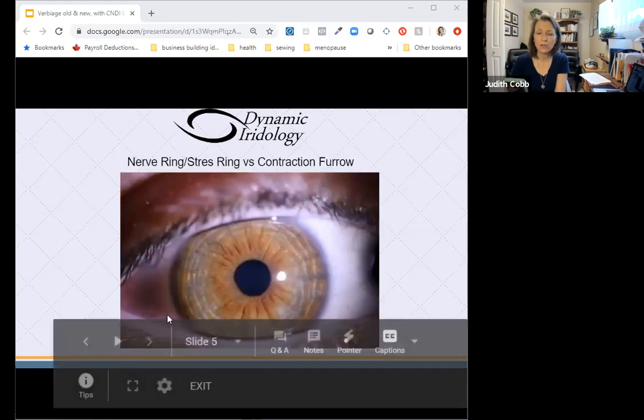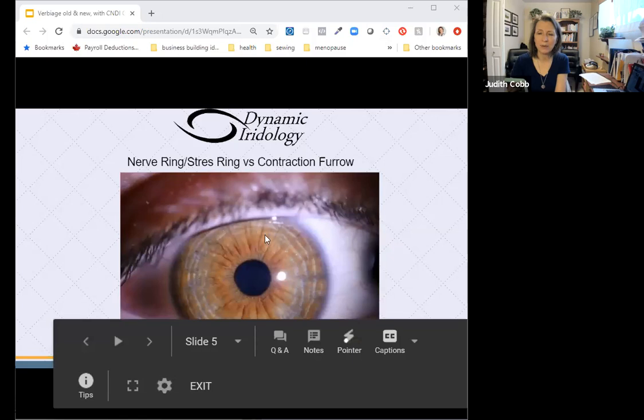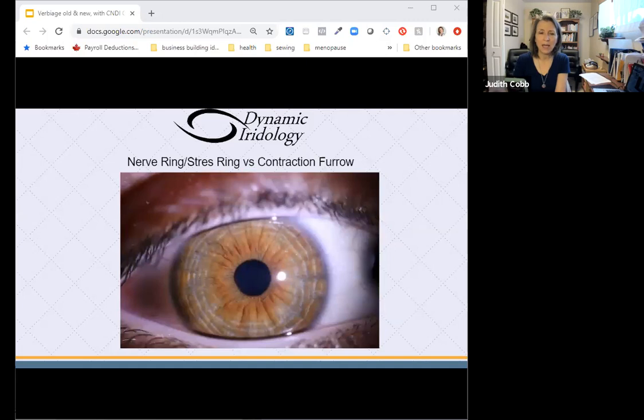The nerve ring or the stress ring, so that's these little rings coming around in the eye and here. When we see these, we actually, again, call them contraction furrows is the new term. And these are not a result of stress. You don't get them by being stressed. They won't go away when the stress goes away. They are actually an indicator that this person tends to always be ready for the next crisis. This person lives in the sympathetic response zone.